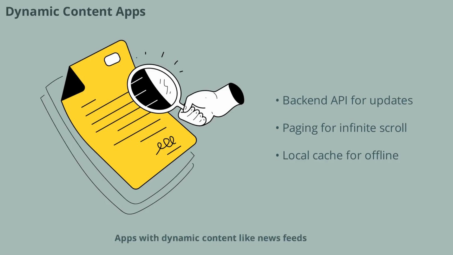Apps with dynamic content like news feeds rely on backend APIs, RESTful or GraphQL, to deliver updates. Use RecyclerView with the Paging library for infinite scrolling. Implement pull to refresh for manual updates and load more items as users scroll. Cache data locally so users can view content offline, and use WorkManager for regular syncs. Push notifications alert users about new content, keeping them engaged.